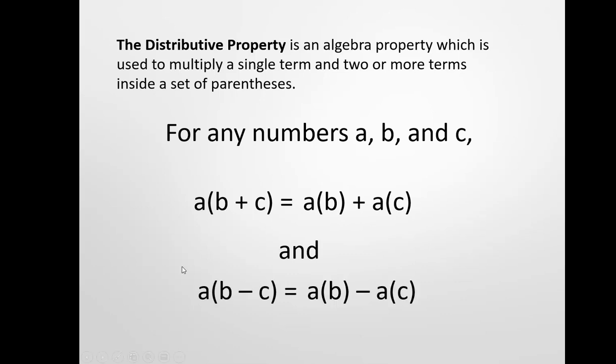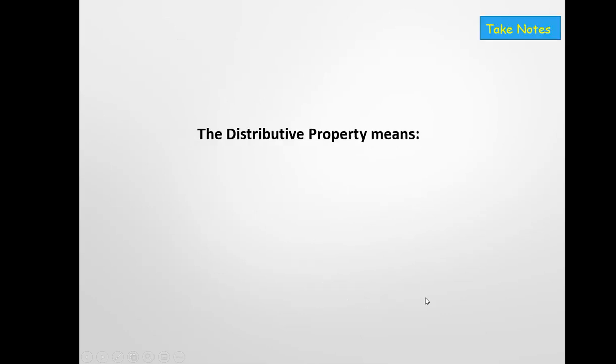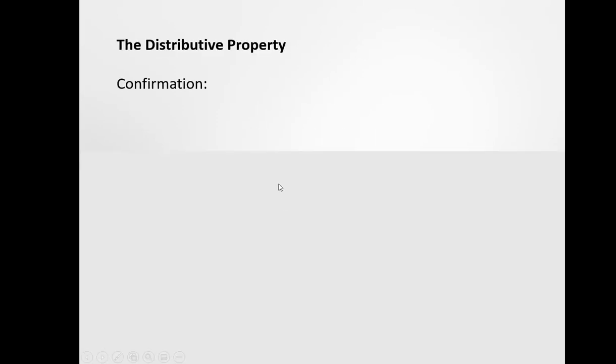There's also another one here. A times the quantity B minus C is equal to A times B minus A times C. So this is where we have our notes again. Distributive property means A times the quantity B plus C equals A times B plus A times C. Now, pause the video. Write that in your notebook. Put a box around it. Put stars around it. You need to know that.